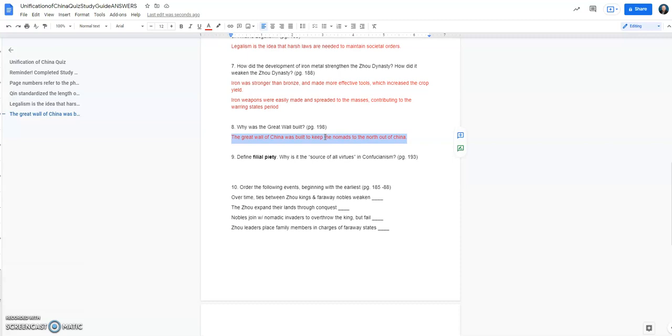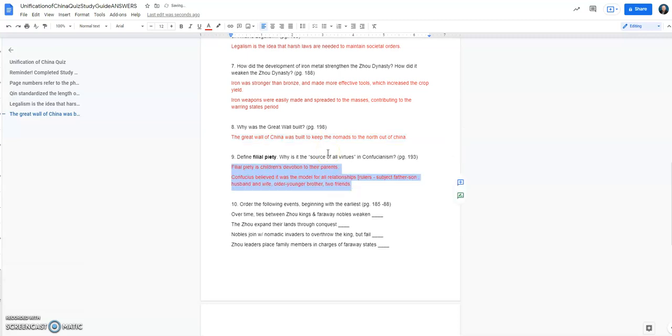Number 9, define filial piety and why is it the source of all virtue in Confucianism. So this is kind of an interesting idea. Confucius was a guy who believed that China was losing their way. Chinese society was losing their tradition, and the best way to fix Chinese society was to go back to the traditional way of things and to take care of the relationships, meaning the way people treat each other. So the idea of filial piety is the idea that children should honor and respect and be devoted to their parents.